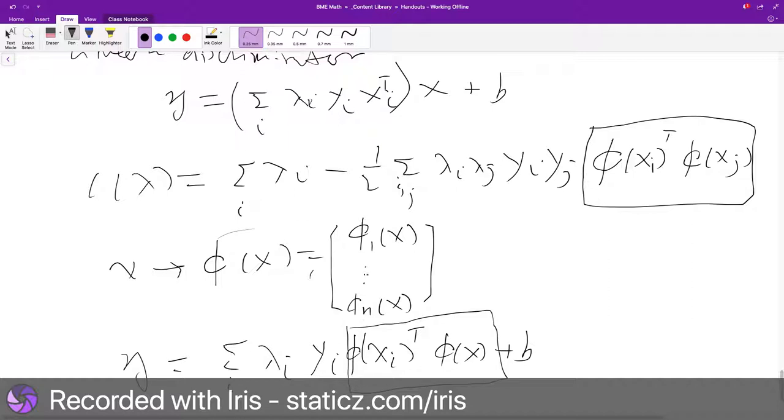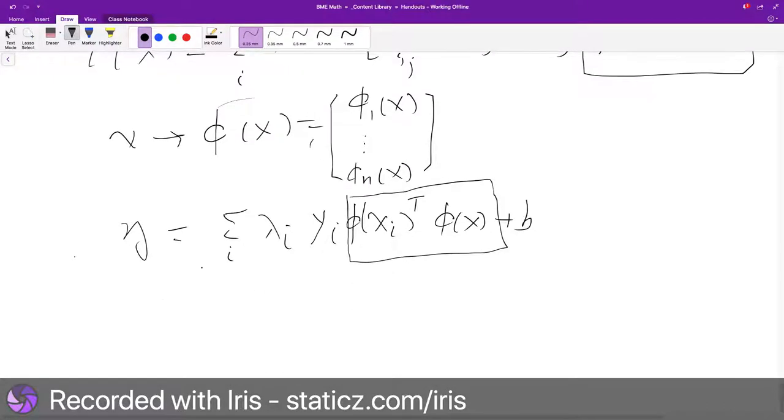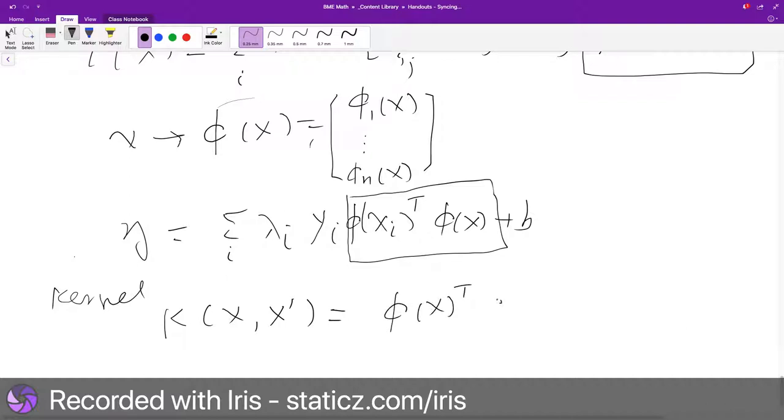So you don't really need to explicitly say what your nonlinear mapping function is. It doesn't show up in the final results, right? So they call this the kernel. It's defined as this: x with another vector, say x prime, just a scalar, right? Just x prime, like this.